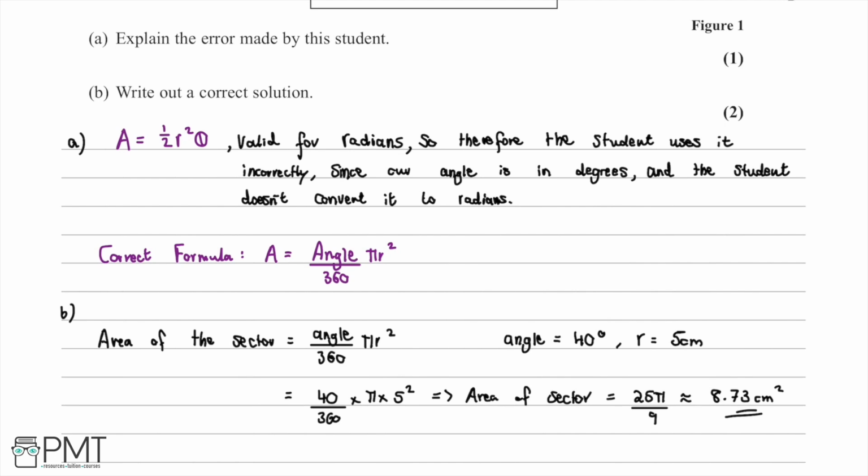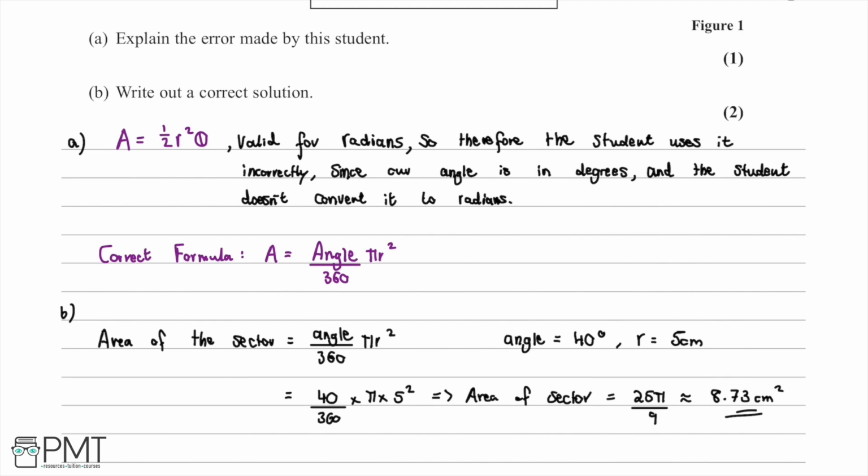So part A, where we had to explain the error made by the student, is worth 1 mark. And we receive 1 mark for having 1 correct point of explanation as to why the student was wrong. And then for part B of the question, it was worth 2 marks. And we receive our first mark for substituting our values here into our correct formula. So this is where we receive our first mark.